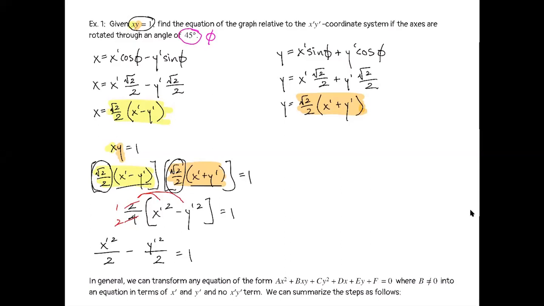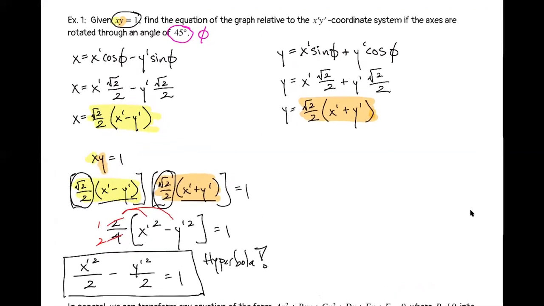Okay, so if I look at this last equation that I have, x prime squared minus y prime squared, and they're both over 2 and it equals 1, what shape is this? Hyperbola. Yes, it is a hyperbola. Okay, so this form is so much easier to recognize. And I know in this case, it wasn't so bad. It was like xy equals 1, right? And then out came this hyperbola. But for some of the ones we're going to do, we're not going to have any idea what shape that is until we think about rotating it.